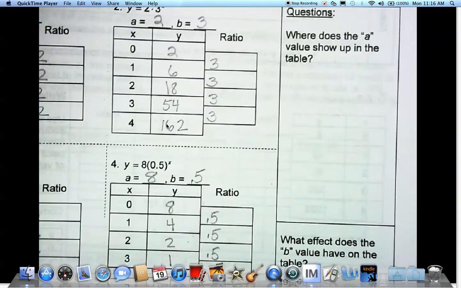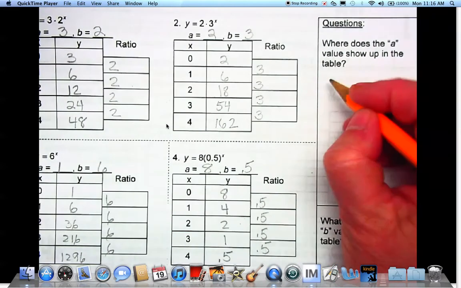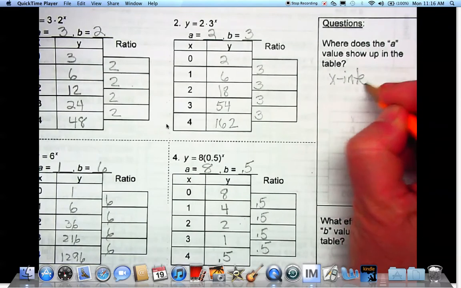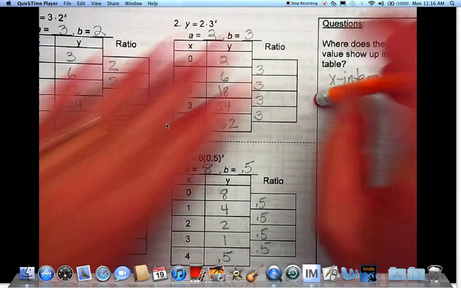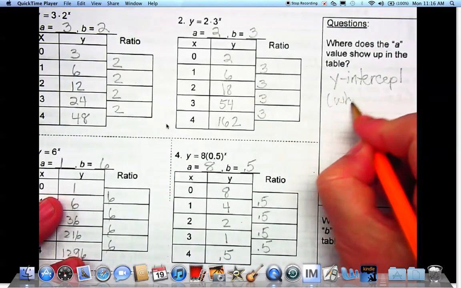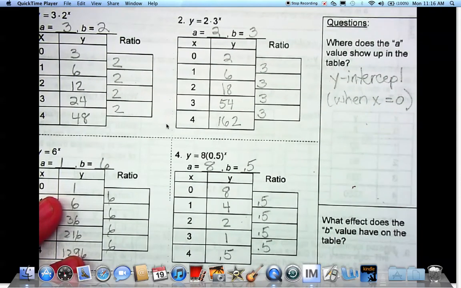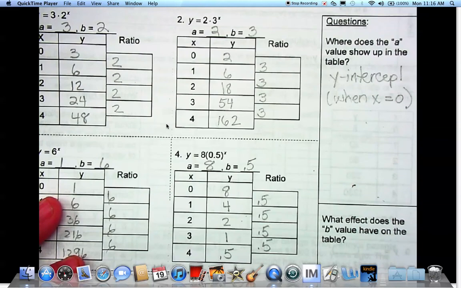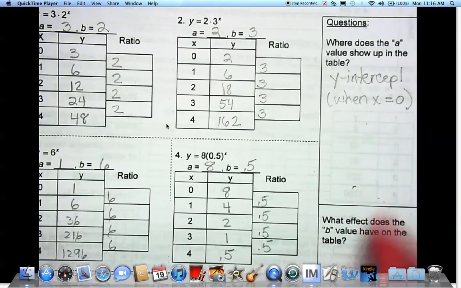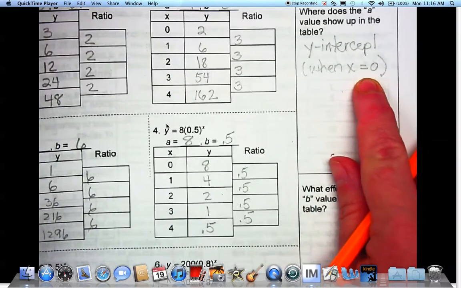Okay, let's go over here. It says, where does the A value show up in the table? The x-intercept. No, it's the y-intercept. Yes, thank you. It's the y-intercept, and it's when the graph starts. Well, it's not actually when the graph starts, but it's when x equals 0. And when you're dealing with real life situations, that's where we always start, where x is positive. And x usually represents time in this case, and so you don't really have a negative time.